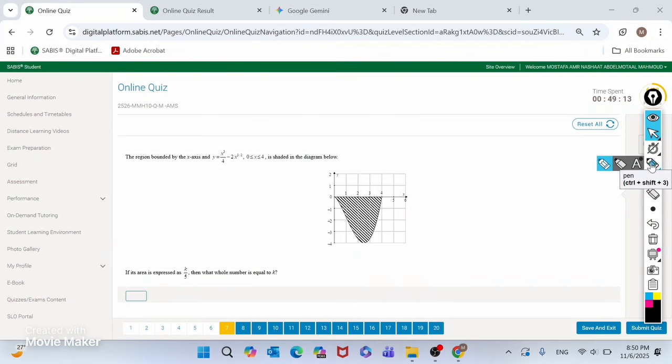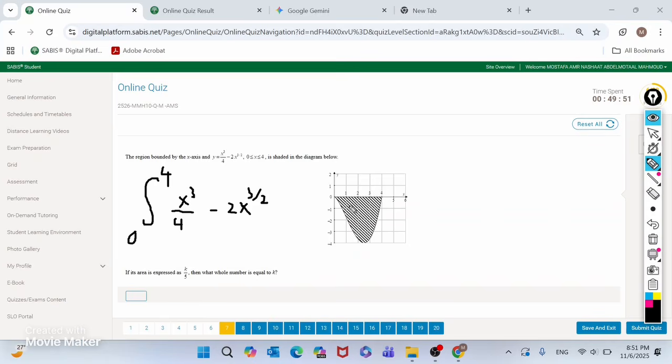Oh, okay, guys. Here, they just want the area under the curve. So you're just going to put the integral of this. So integral from 0 to 4 of x cubed over 4 minus 2x to the power 3 over 2. But guys, here it's under the curve, so make sure you put absolute value.